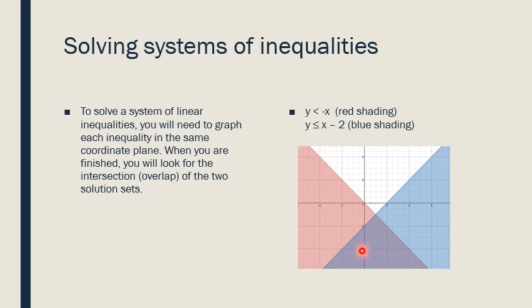And if I checked any particular point, such as 0, negative 4, it should work for both of these equations. Is negative 4 less than negative 0? Yes. Is negative 4 less than or equal to 0 minus 2? That's negative 2. Yes. So as long as my solution is always in this overlapping area, then I know that I have shaded it correctly to show the solution set.